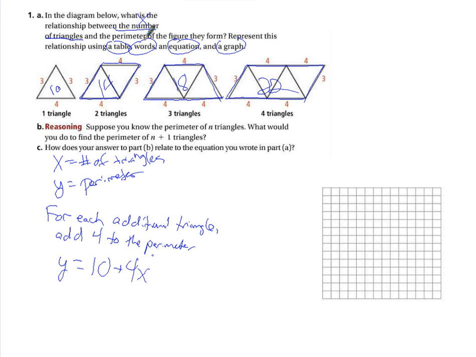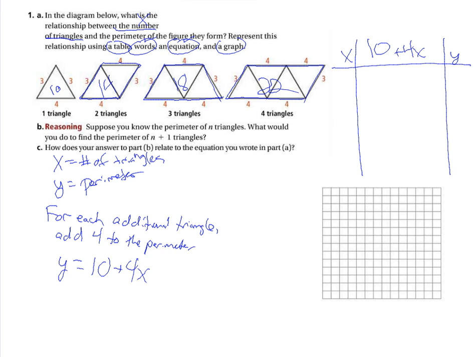So words, we got them. Equation, we got it. Now we just got to come up with a table and graph. The table is just going to have my numbers in it that I came up with. So I have x, I have y, and in between I have my equation, 10 plus 4x. We're going to be doing lots of these in this class. 3-column table. Some people call them XY charts. But the middle shows the work.